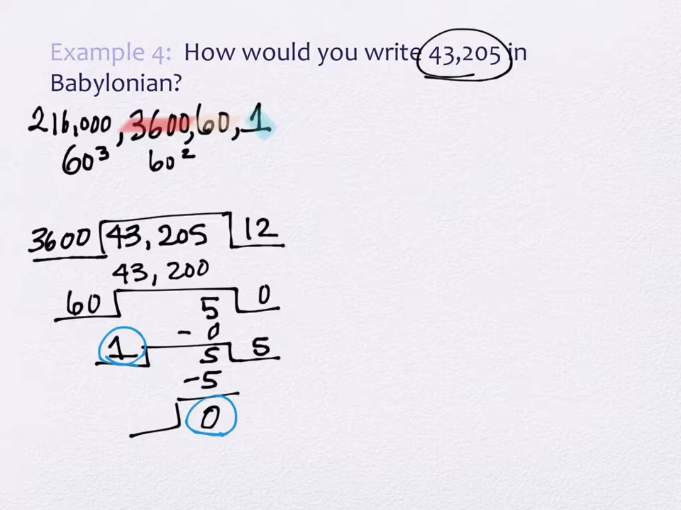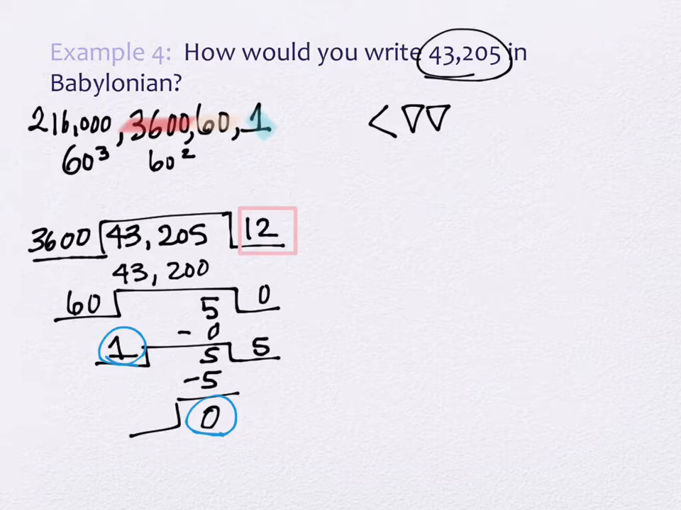A 0 remainder. Okay, so here's what we do. We take the 12 and we say, how do I write a 12 in Babylonian? So you tell me, how do I write a 12 in Babylonian? Arrow and 2 triangles.